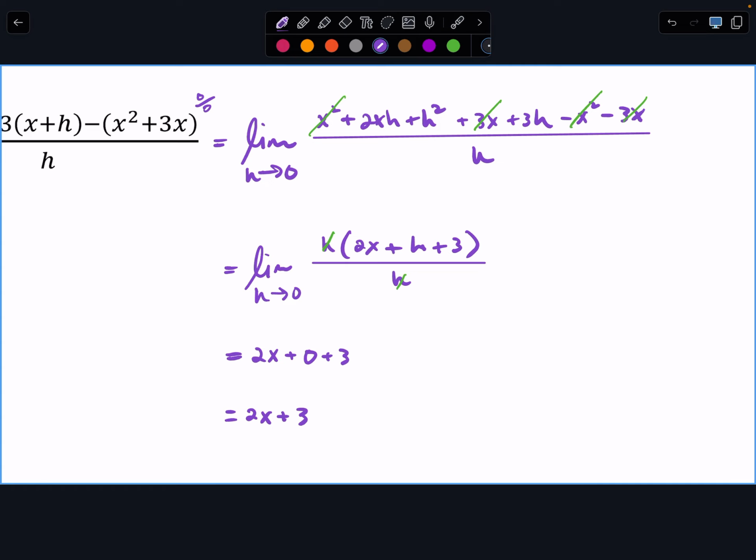Did we sledgehammer this limit? Yeah. Okay, and what did we get? 2x plus 3. Fabuloso. There we go.